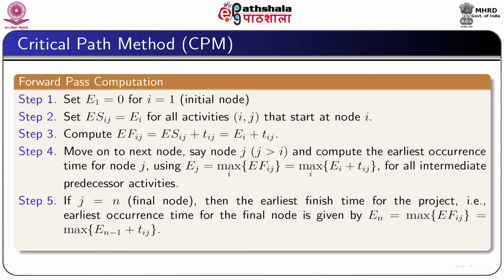In the next step, if j equal to n, which is the final node, then the earliest finish time for the project, that is the earliest occurrence time for the final node, is given by En is equal to maximum of EFij, which is equal to maximum of E(n-1) plus Tij.